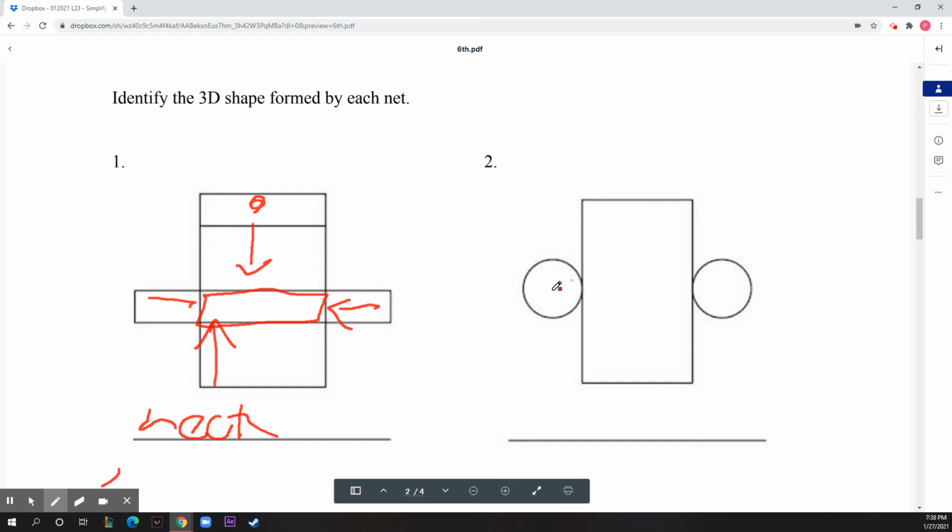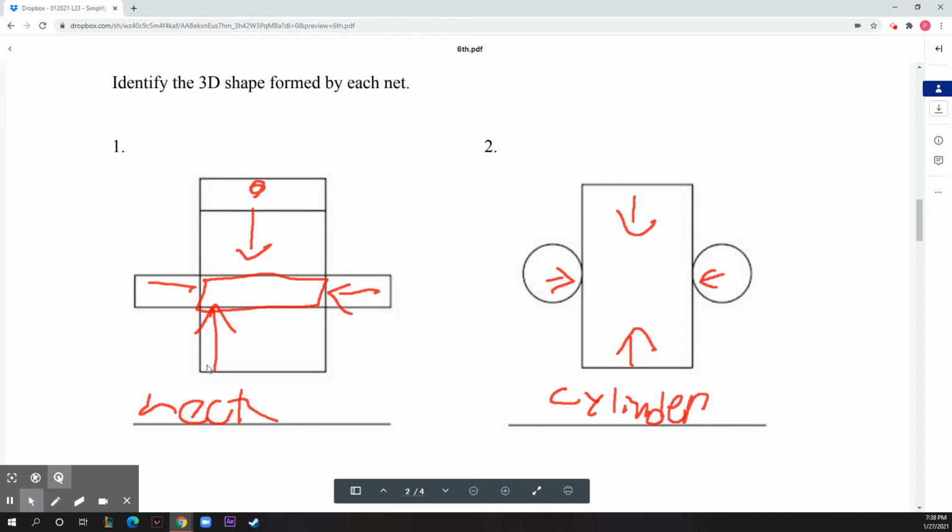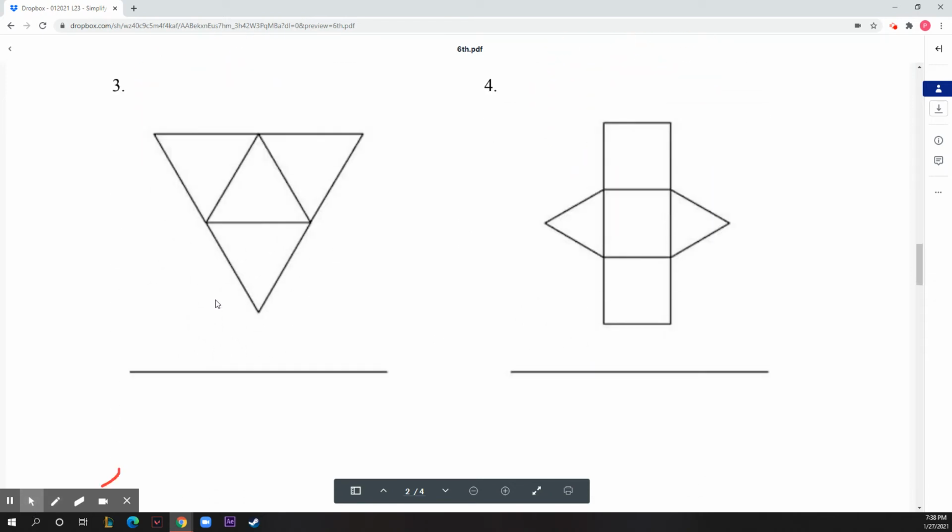Okay, number 2 is just this one goes this way, this one goes this way, and then these two ends roll inwards to make a cylinder. Okay, and yeah, that's basically how you do this section. Just fold it inside of your mind.